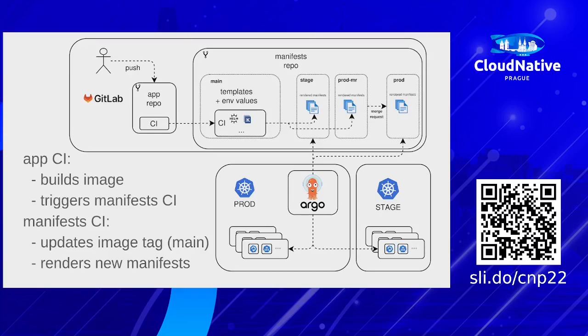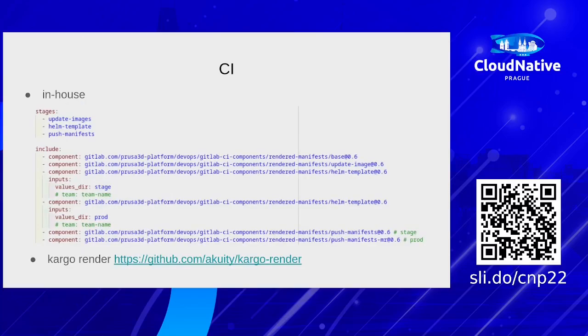And finally, the manifests destined to be deployed to the stage cluster are pushed directly to the stage branch, and manifests destined to be deployed to prod are pushed to another branch for which a merge request is created to prod. And then there is Argo watching our stage and prod branches, deploying everything that's in them. This is our pipeline doing all the magic.